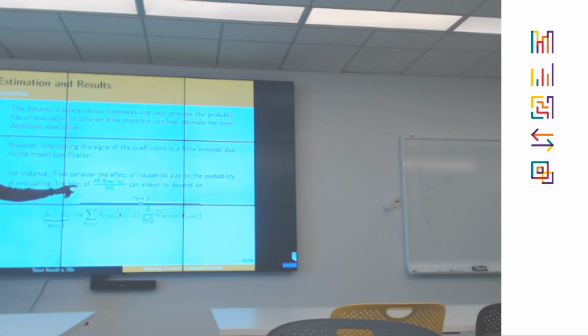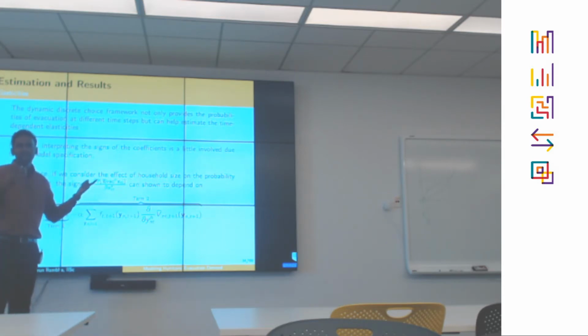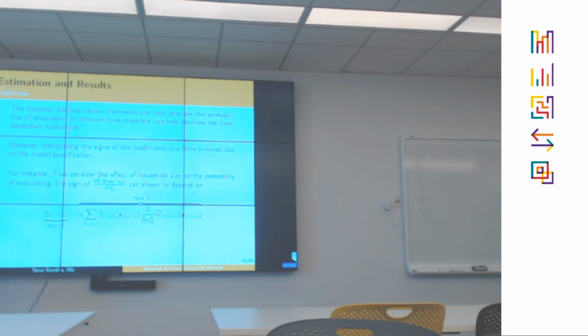And so the elasticities primarily try to understand this particular expression. It's the partial derivative of the choice probabilities with respect to the household size. So if I increase the household size by 1, or if there was one more person in the household, would they be more likely to evacuate or less likely to evacuate? These are the kinds of questions that we can address using choice models. And if you do the math and simplify some of these expressions that we have for these partial derivatives, it turns out to be something like this.